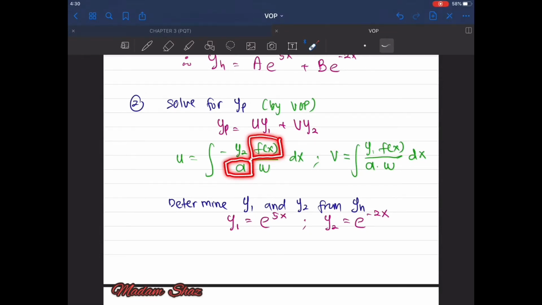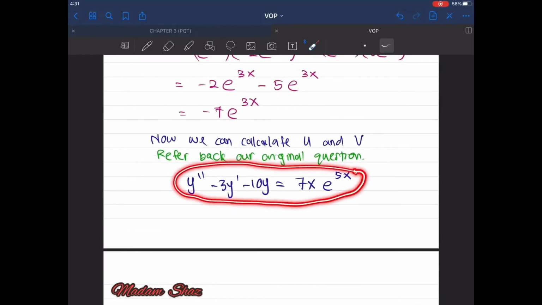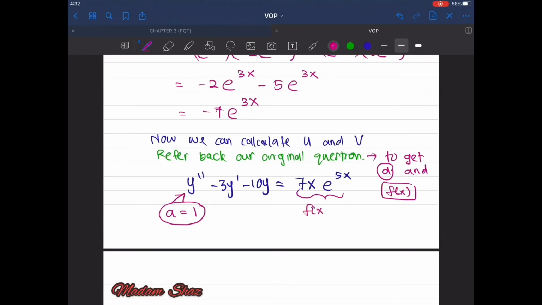So for this one you have to refer back to your original question. Based on our original question, you have to determine what is the a and what is the fx. So a is anything beside the y double prime. So a is equal to 1. fx is anything on your right hand side. So this is our fx equal to 7x exponent 5x.